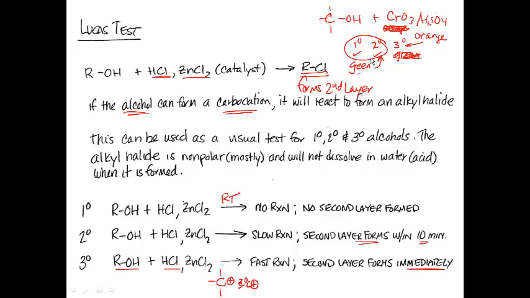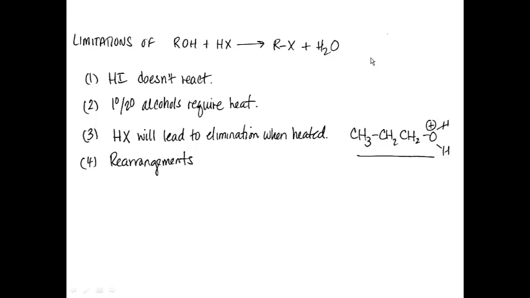Okay. But now let's go back to this idea of reacting an alcohol with HX and substituting a halogen for the OH. There are some issues with it. Number one, despite the fact that I wrote HI before, HI really doesn't react. Primary and secondary alcohols require heat for them to go at a relatively reasonable rate.